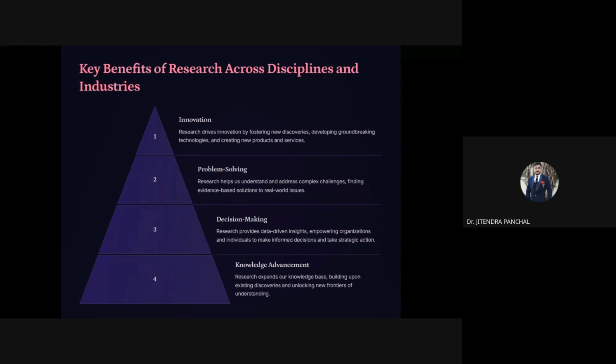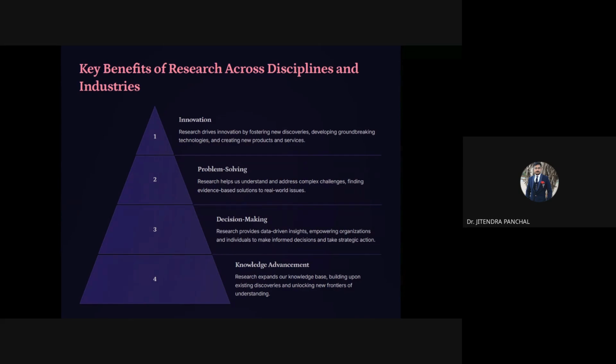So next is problem solving. Research helps us understand and address complex challenges, finding evidence-based solutions to real-world issues, right? And decision making. As I told you, I have also given one example of COVID-19 cases, two waves and all these things. You can understand how decision making is very important during research as well, right? Even you can provide suggestions in your research paper regarding decisions, right?